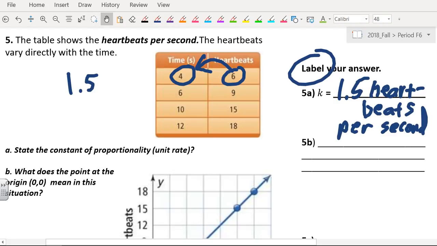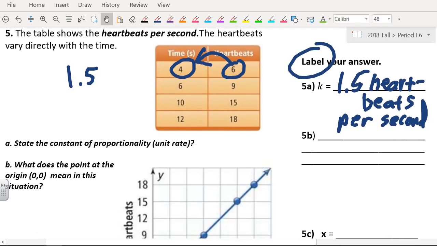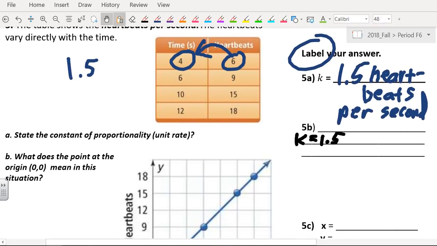All right, so that's done. State the constant of proportionality. Well, that is the constant of proportionality. So we're going to say 1.5 is the unit rate. That is the constant of proportionality. We can say it as k equals 1.5. All right. Oh, that was it. That was it for 5A. My mistake. Okay, now for B.